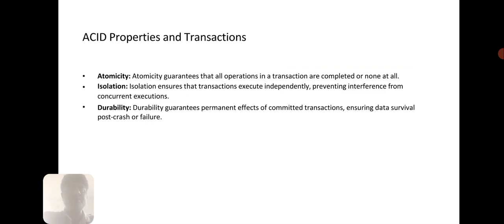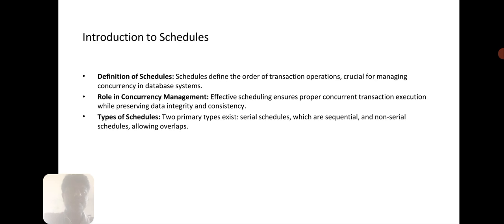What are the ACID properties in a transaction? The properties are atomicity, consistency, isolation, and durability. Atomicity guarantees that all operations in a transaction are completed or none at all. Isolation ensures that transactions execute independently, preventing interference from concurrent execution. Durability guarantees the permanence of the effects of committed transactions, ensuring the data survives a crash or failure.